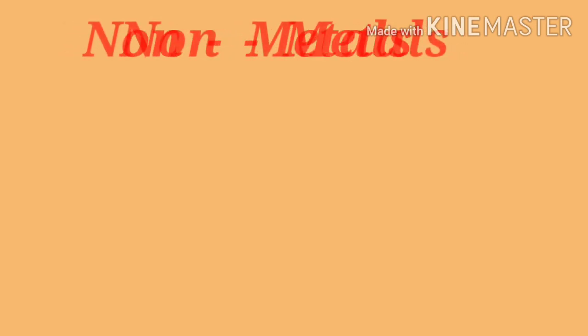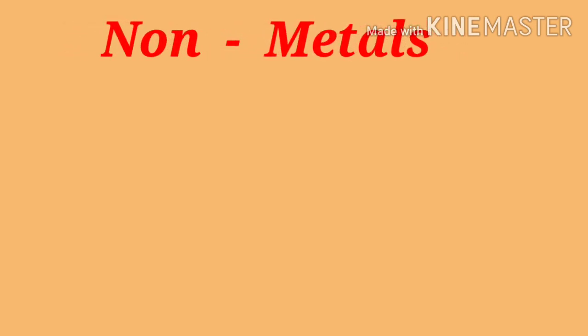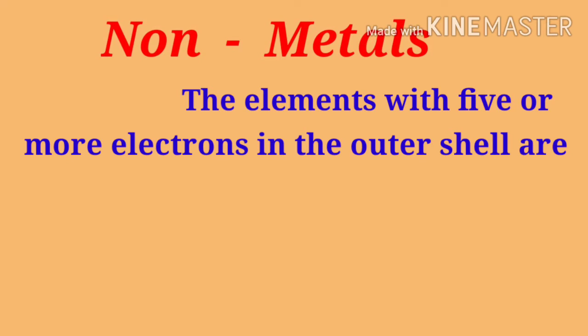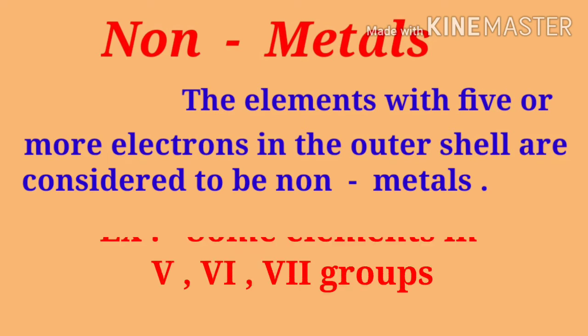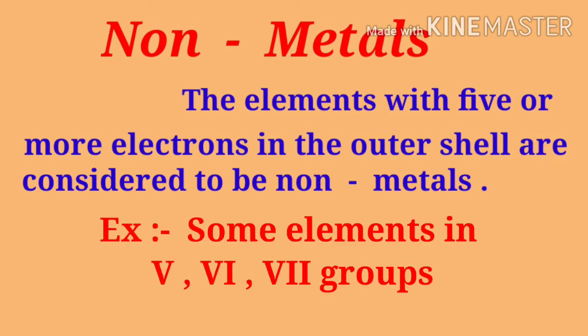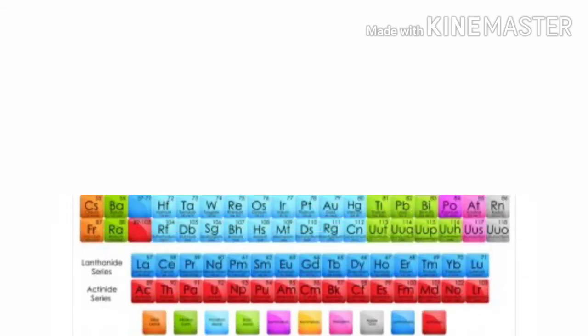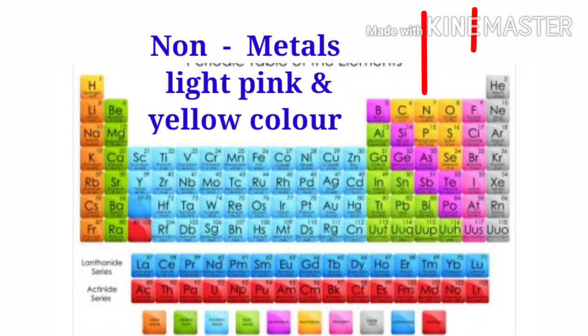Second one, non-metals. The elements with 5 or more electrons in the outer shell are considered to be non-metals. Example, some elements in 5th, 6th, 7th groups. We can see the non-metals in the picture, that is the elements in light pink and yellow color, and also we can see arrow marks.